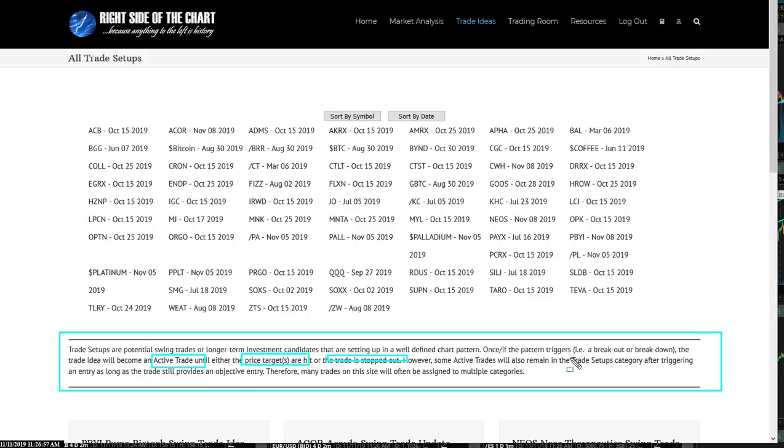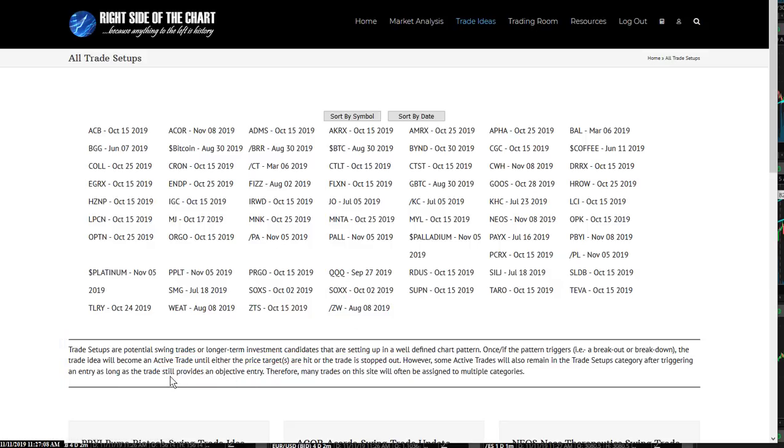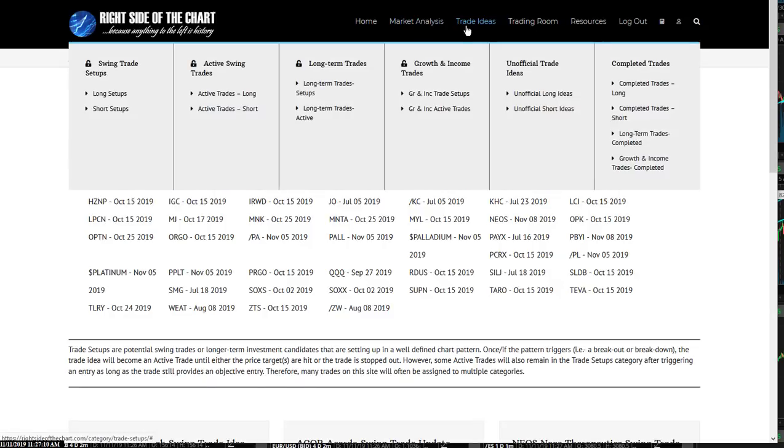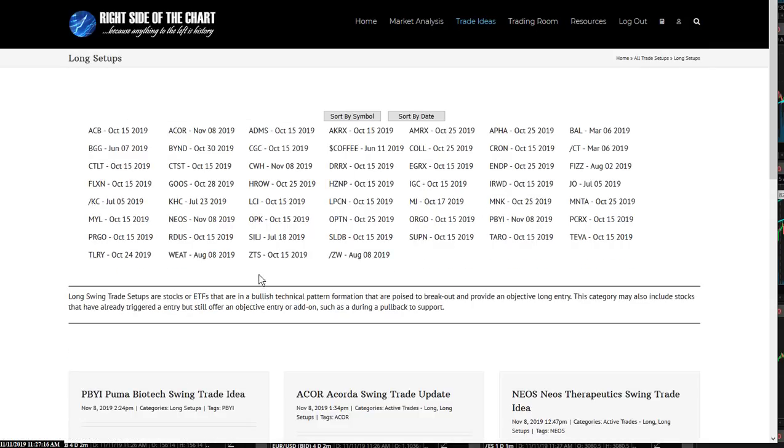Sometimes you'll see trades in multiple categories. In other words, if a trade setup triggers an entry, it's an active trade, but it may still provide an objective entry, so I'll leave it in the trade setup category. So when we go back to trade ideas, we have trade setups again. You can break that down by long setups, and it tells you that these are swing trade ideas. They're always stocks or ETFs for the official proxies.